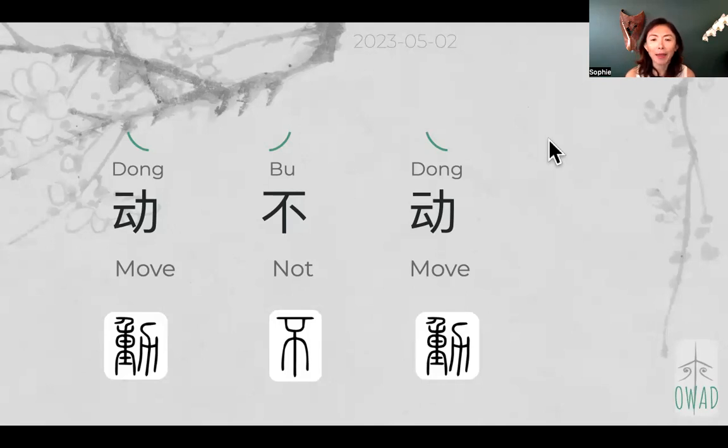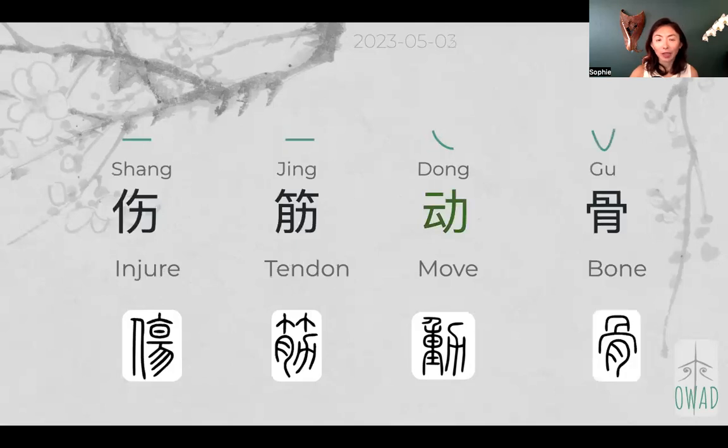动不动 is a Chinese way to say it's not actually about moving, it's about frequency. In fact, 动不动 means 动 more than 不动. It's more likely than not. So frequently somebody would do something. That's 动不动. Okay, so today we continue with 动 in 伤筋动骨.